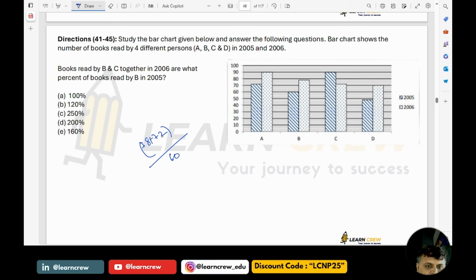So 78 plus 72 is 150. 150 is what percentage of 60? So you will get the answer 62.5 is 150. So the answer is 250%. So option C is correct. Next.